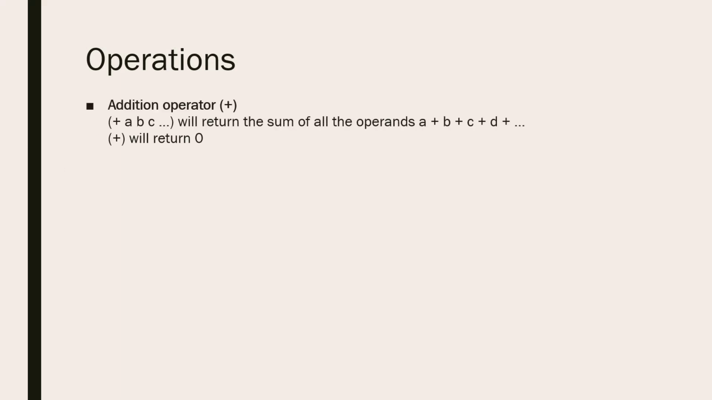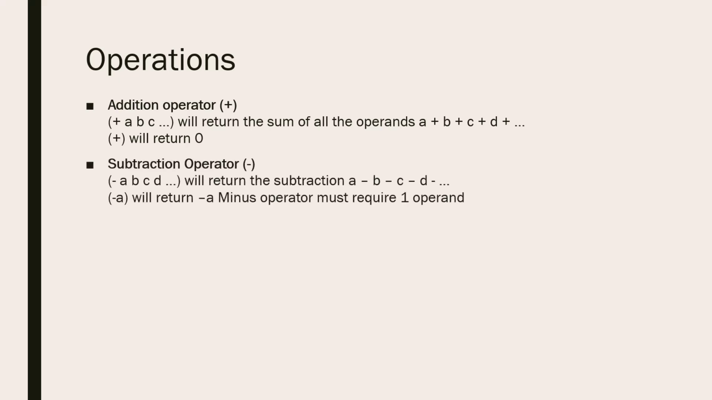Operations. Addition operator. The addition operator will operate on each of its operands and calculate the sum of all the operands: a plus b plus c plus d. And if there is no operand in the expression, it will return 0. Subtraction operator. Just like the addition operator, the subtraction operator will return the subtraction of all its elements. It must require one operand. So if the expression is parenthesis minus a, it will return minus a.